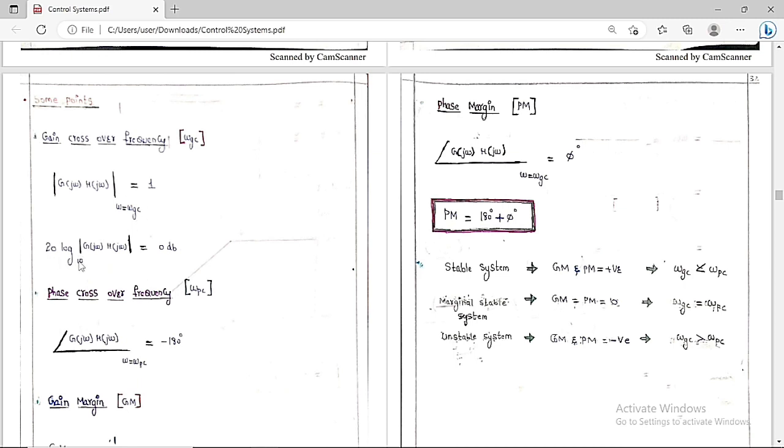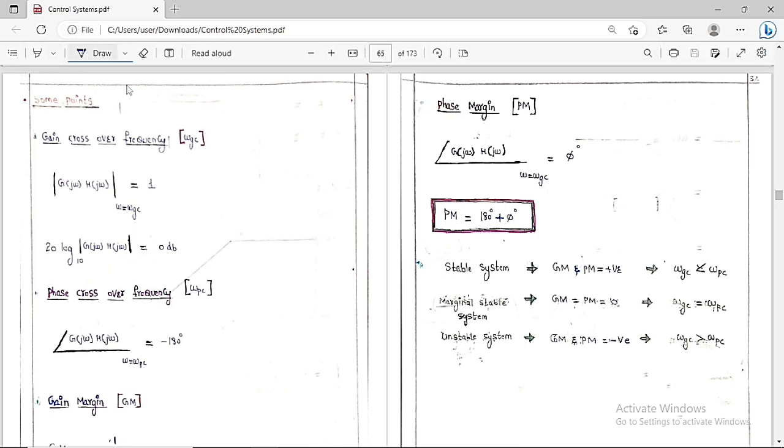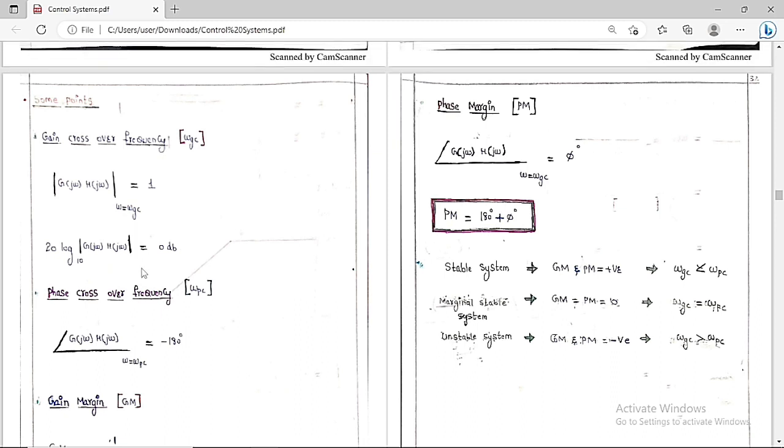Then the value of 20 log base 10 of the magnitude of G(j omega)H(j omega) at omega_gc is equal to 0 dB. You can see this clearly from this picture: at omega_gc its value is 0 dB. Therefore, the gain crossover frequency is the frequency at which the magnitude of the open loop transfer function is equal to 1, so 20 log base 10 of the magnitude of G(j omega)H(j omega) at omega_gc is equal to 0 dB.